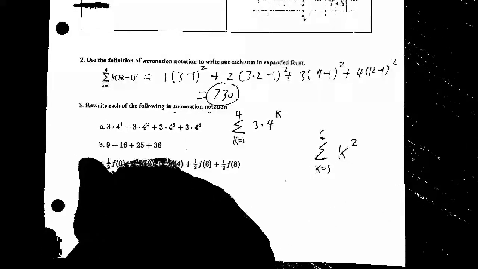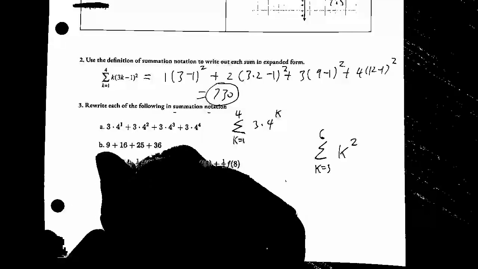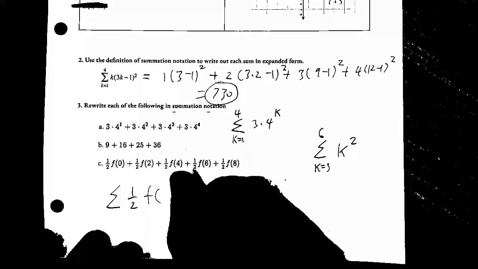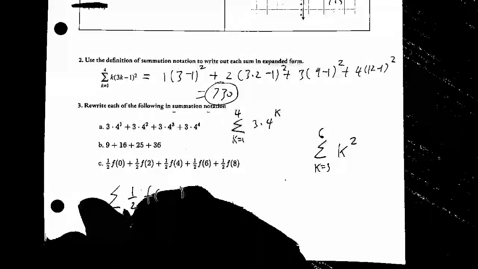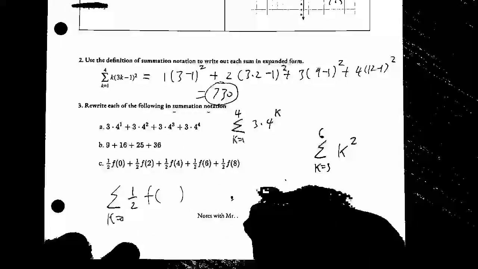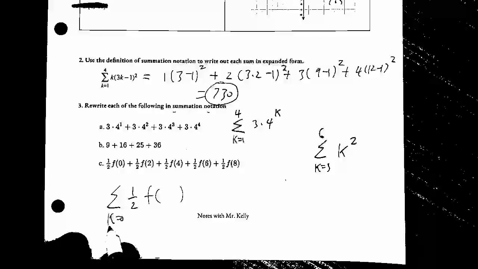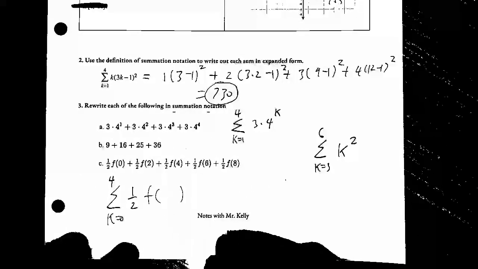Okay, last one. So I do the same thing. What's staying the same each time? What's always there? There's always a 1/2. Good. And the f of, well, this is changing. Something in here is changing. Where do I start? I'm going to start at 0. And how many terms are there? There's 1, 2, 3, 4, 5 terms. So I'm going to go up to 4 because you count 0, right? 0, 1, 2, 3, 4.